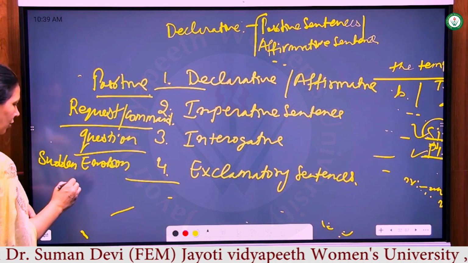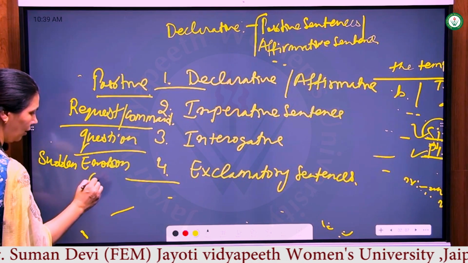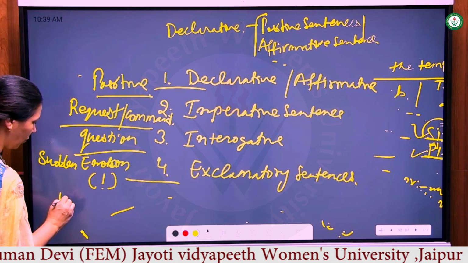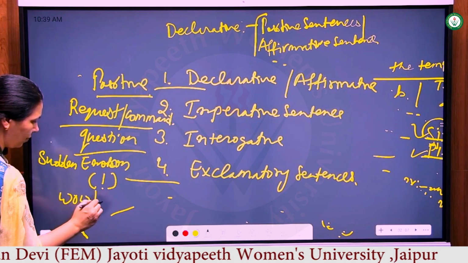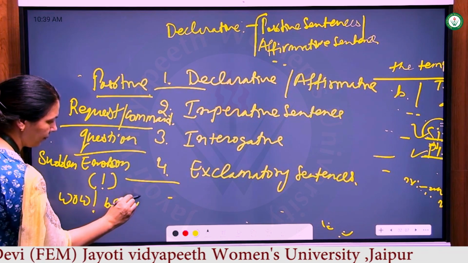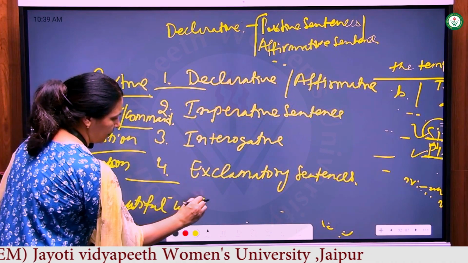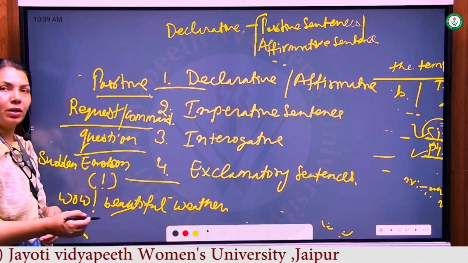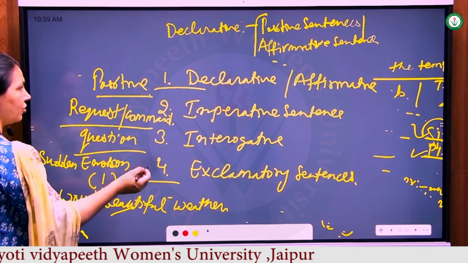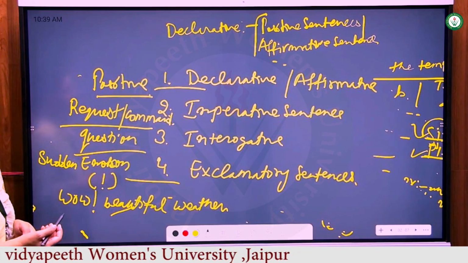For example, you will find the symbol here like this. Wow, beautiful weather. Clear? So here these are the 4 types of sentences.